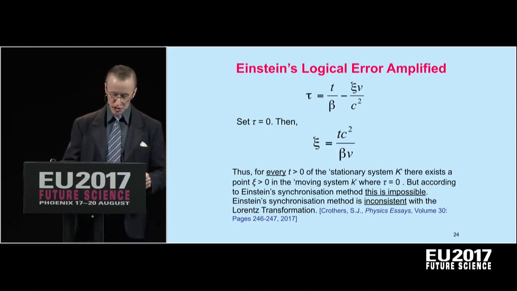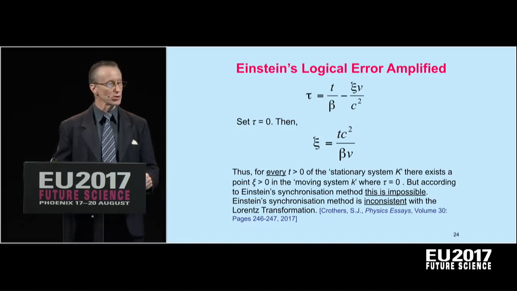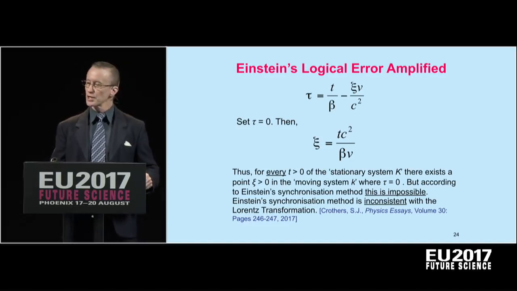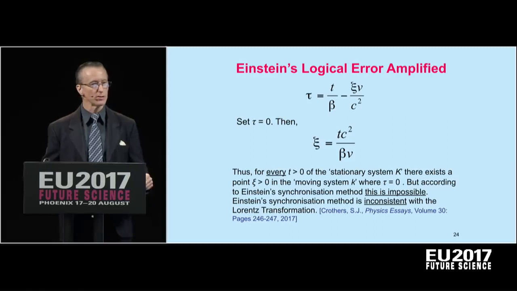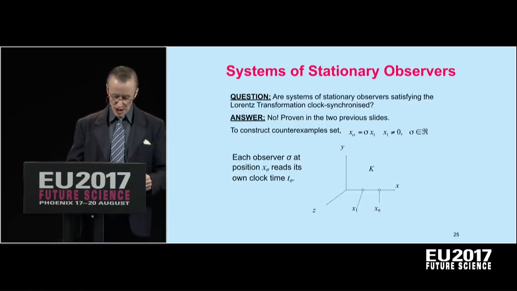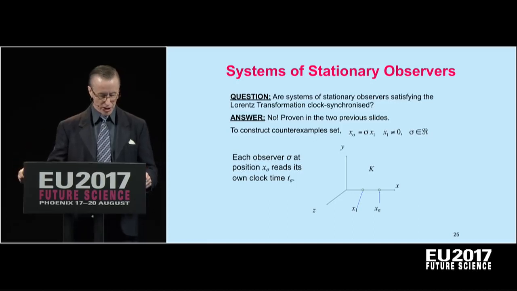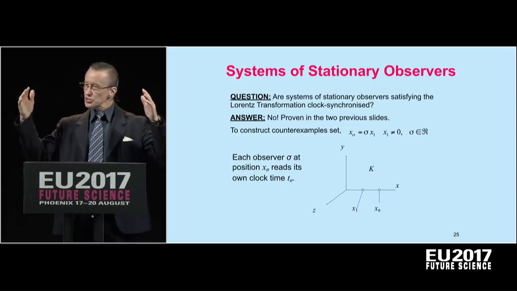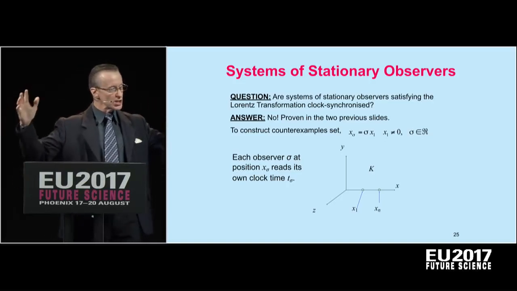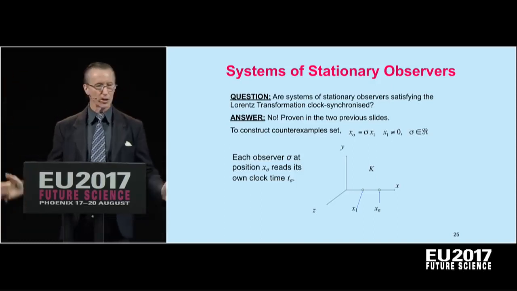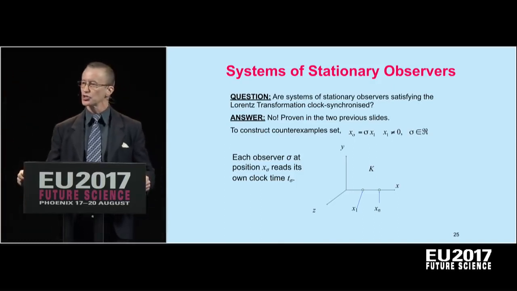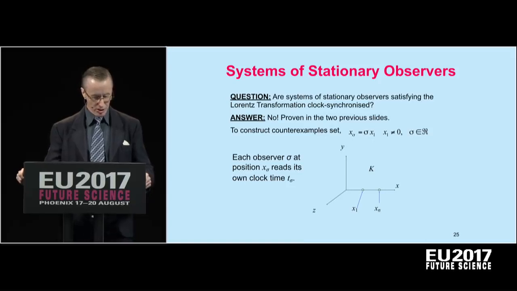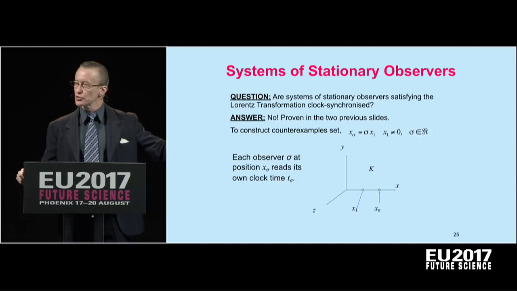So we see that Einstein's clock synchronization is inconsistent with the Lorentz transformation. But he wants to make everything consistent with the Lorentz transformation. He didn't. Let's have a look at systems of stationary observers. So I ask a question: are systems of stationary observers satisfying the Lorentz transformation clock synchronized? In other words, if I set up a system of stationary observers and make them satisfy the Lorentz transformation, must they necessarily come out to be clock synchronized as Einstein wants them? The answer is no, because we just proved that in the previous two slides.